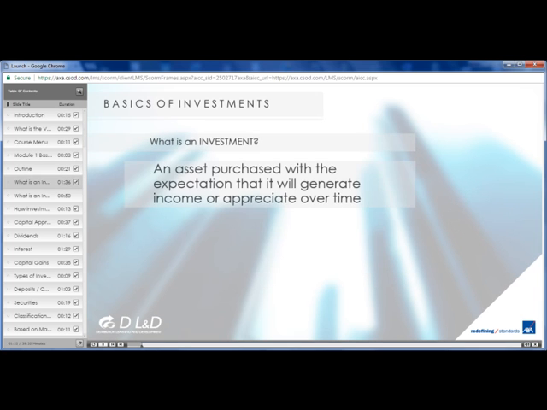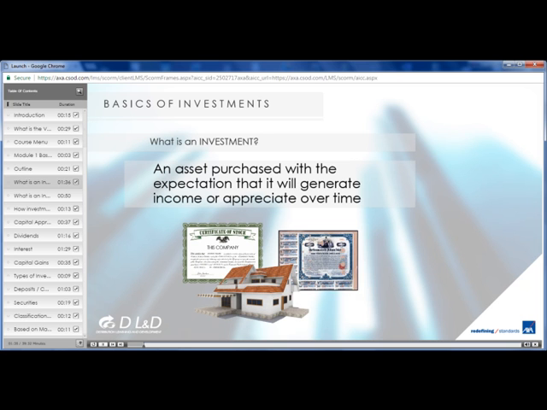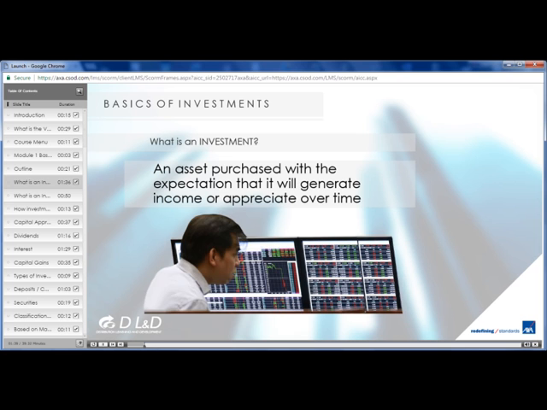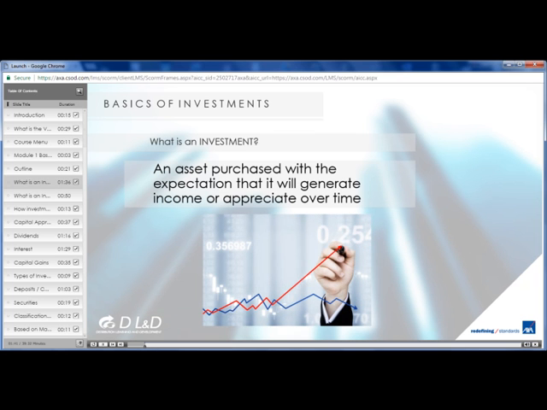An investment is an asset purchased with the expectation that it'll generate income or appreciate, meaning increase in value over time. Common investments come in the form of stocks, bonds, real estate, and mutual funds. Many investments trade daily on the public market. Current events and company performance can cause a company's stock to rise or fall. Significant events can affect the stock market itself.